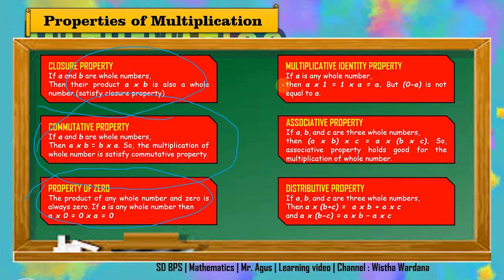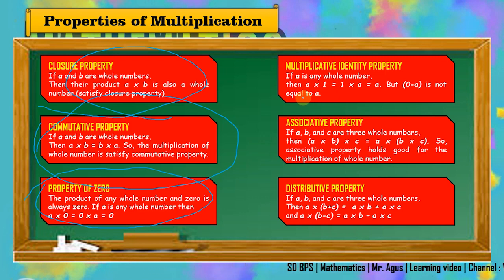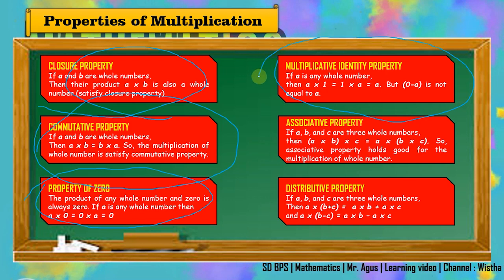And then, the next one, multiplicative identity property. If A is any whole number, then A times 1 equals 1 times A equals A. So in this case, you can get A by A multiplied by 1 or 1 multiplied by A. So multiplication of whole numbers satisfies multiplicative identity property.